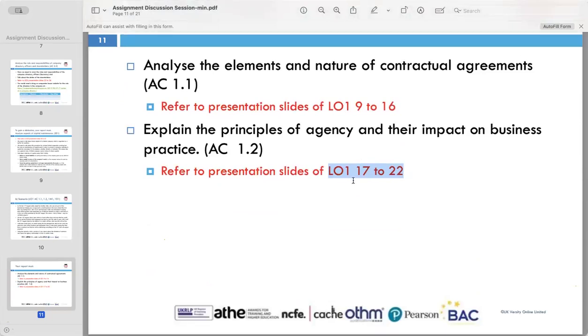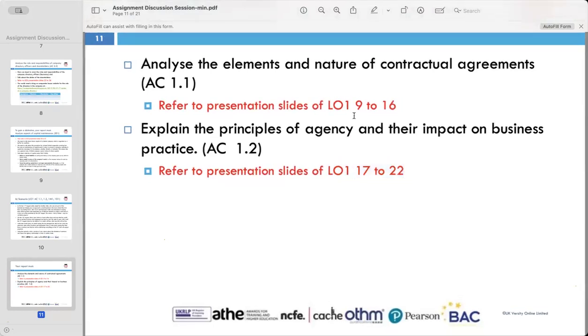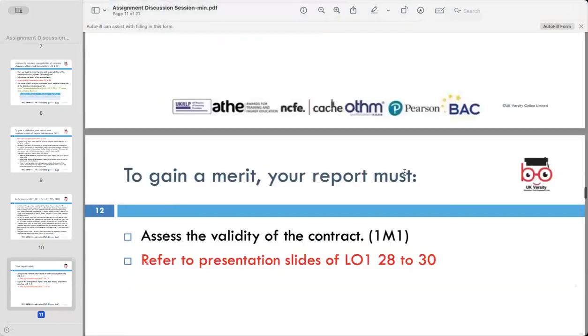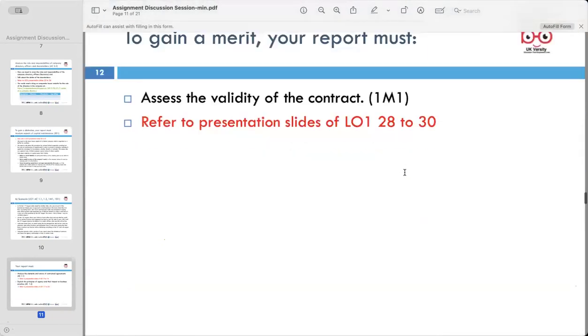So refer to, again, I will say, learning outcome two presentation slides, go through slides 9 to 16, and for additional insight into elements of contracts and the principle of agency, pages 17 to 22. To gain a merit, your report should assess the validity of the contract, to meet the merit criteria. For assessing the validity of contract, see learning outcome one, again pages 28, 29, and 30.